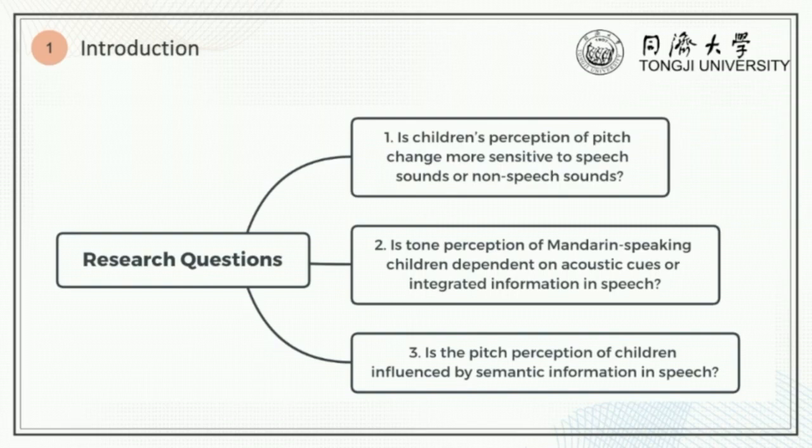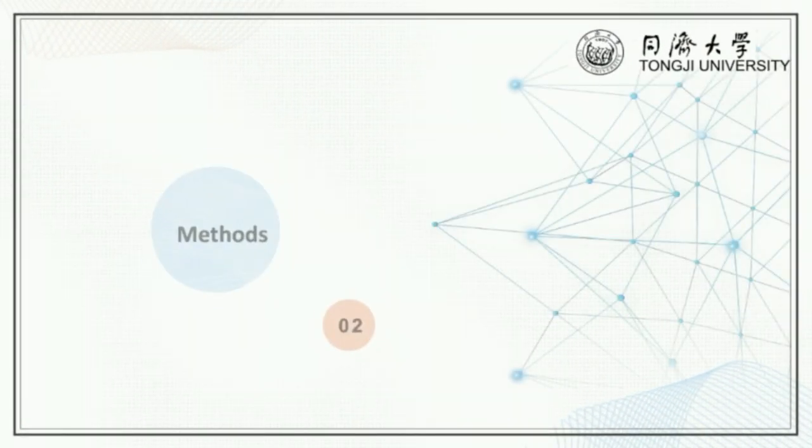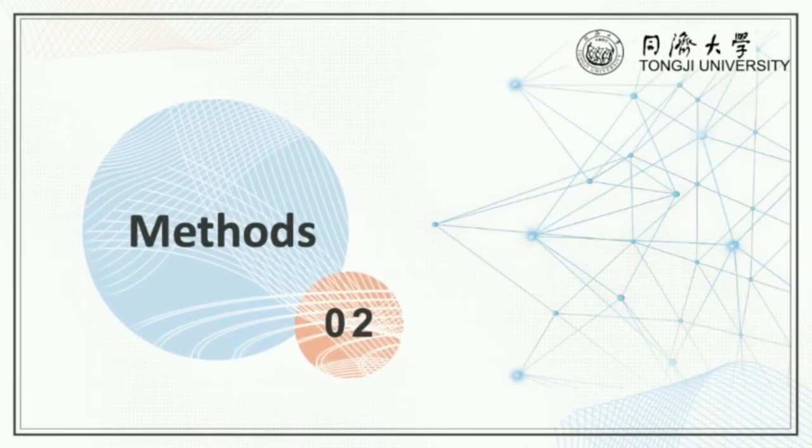First, is children's perception of pitch change more sensitive to speech sounds or non-speech sounds? Second, is tone perception of Mandarin-speaking children dependent on acoustic cues or integrated information in speech? Third, is the pitch perception of children influenced by semantic information in speech? With these questions, we designed an experiment.